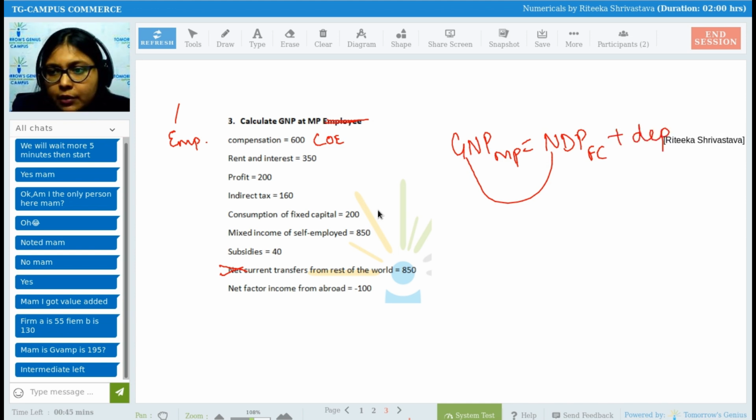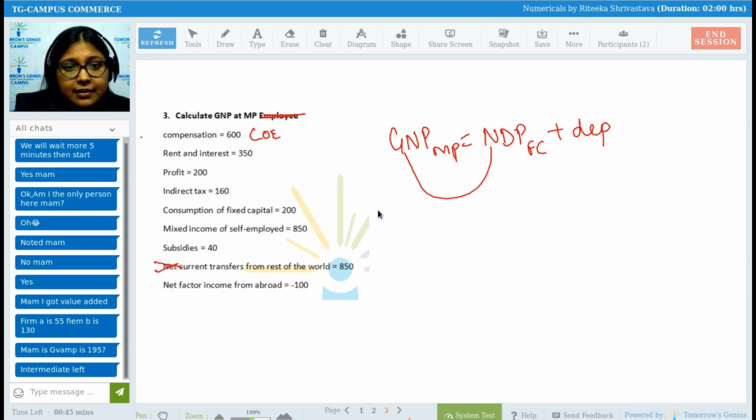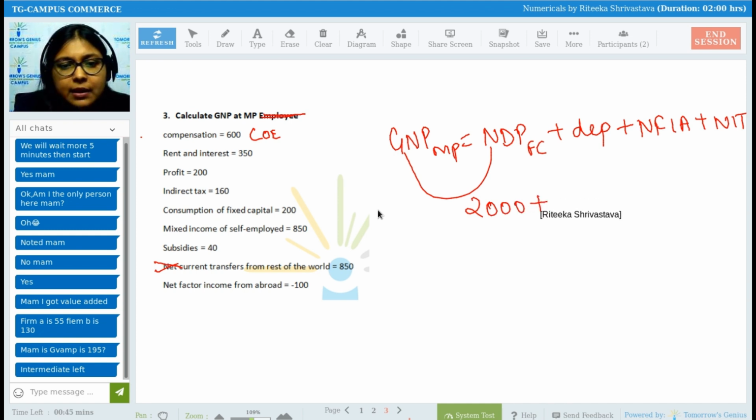Very good. Then from domestic to national, what do we do? Plus NFIA. And from FC to MP? Plus NIT, correct. So NDPFC you now got is 2000, plus depreciation, which is given as consumption of fixed capital, 200.